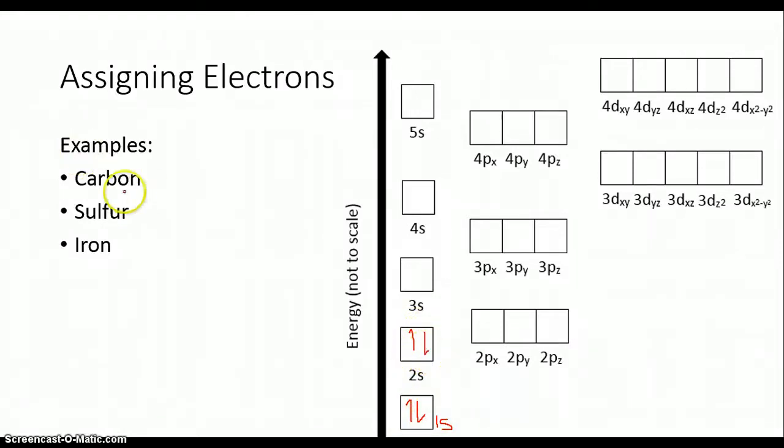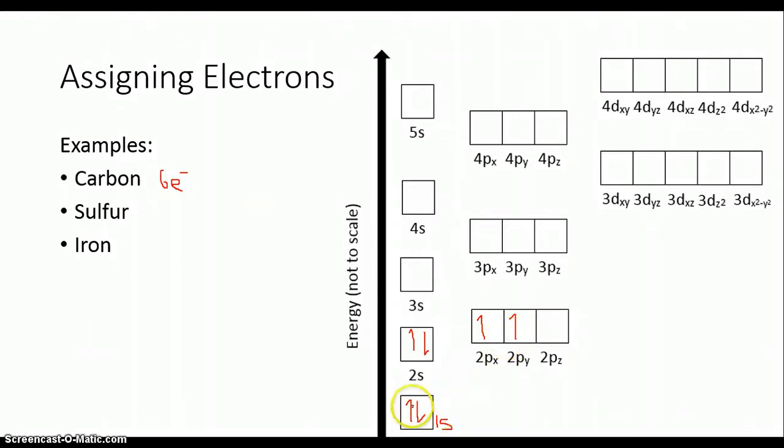For carbon, again, you have 6 electrons to assign. I should probably write that up here. So my 6 electrons I need to assign here. I've already assigned 4, and then I'm going to move on to my next one. So it goes up, and then it goes up. All right, now notice again, the reason why I'm starting at the bottom and working my way up is because of the Aufbau principle.